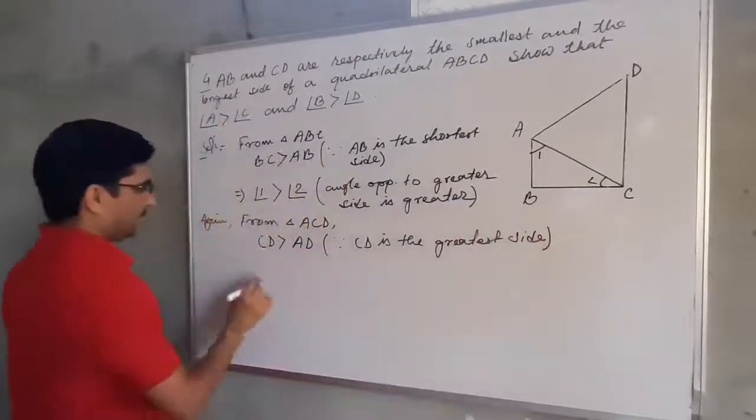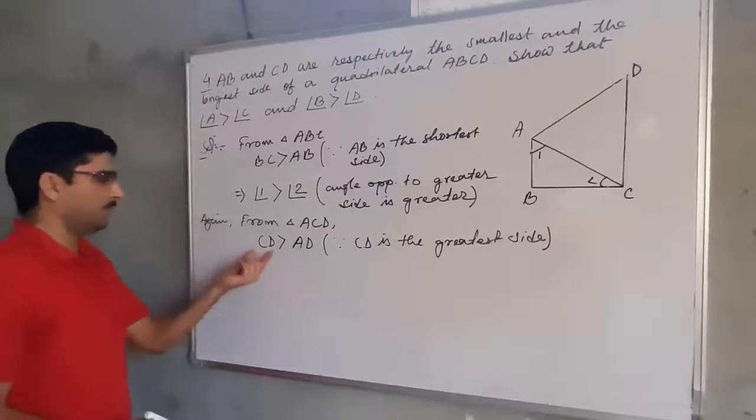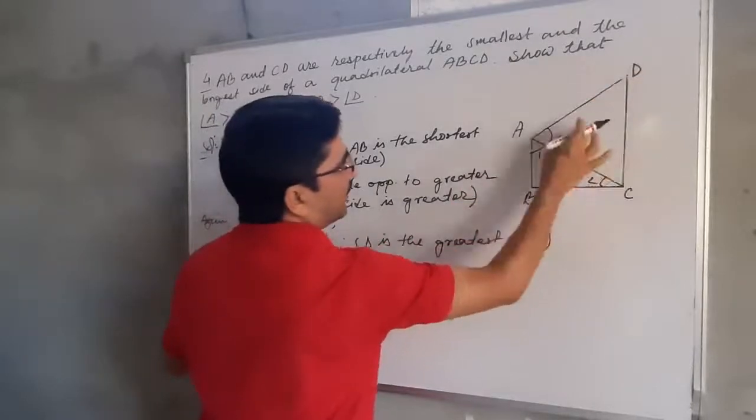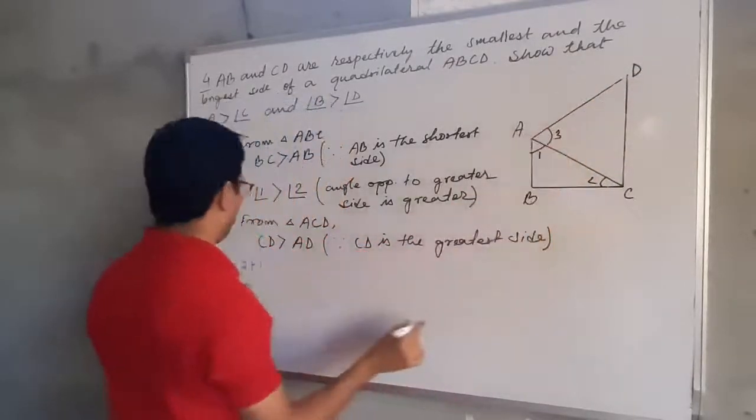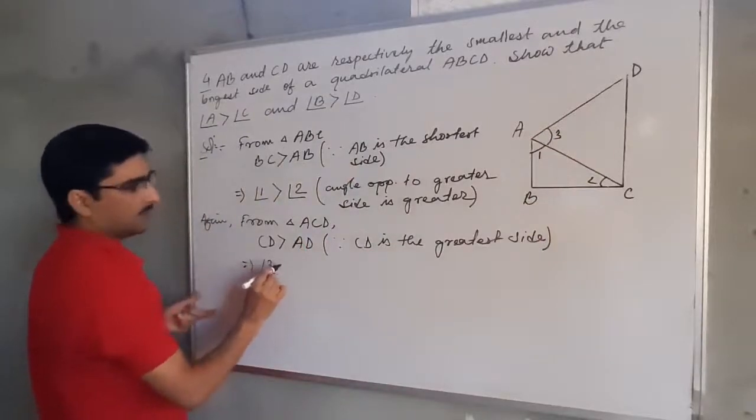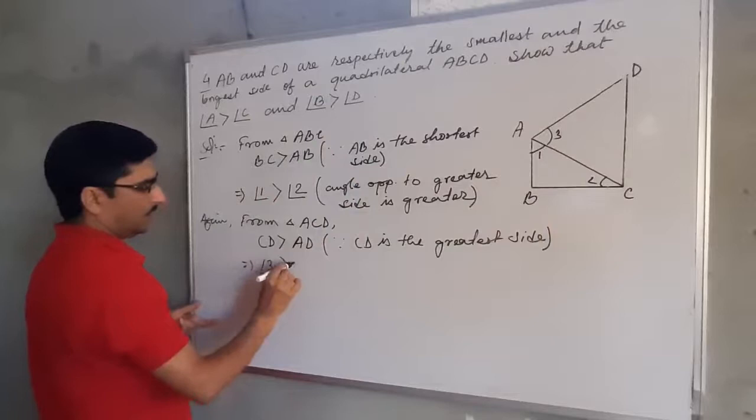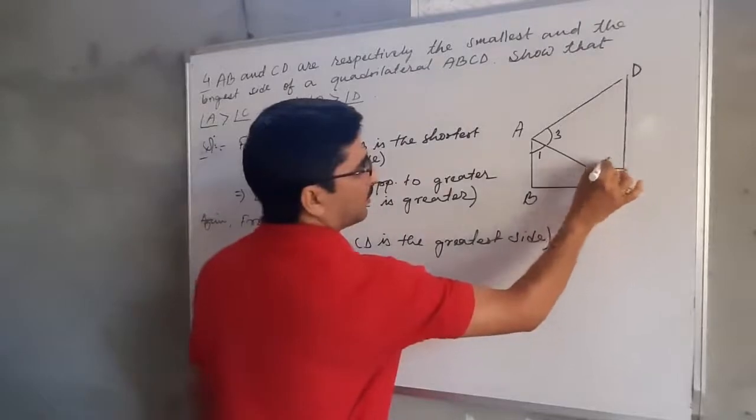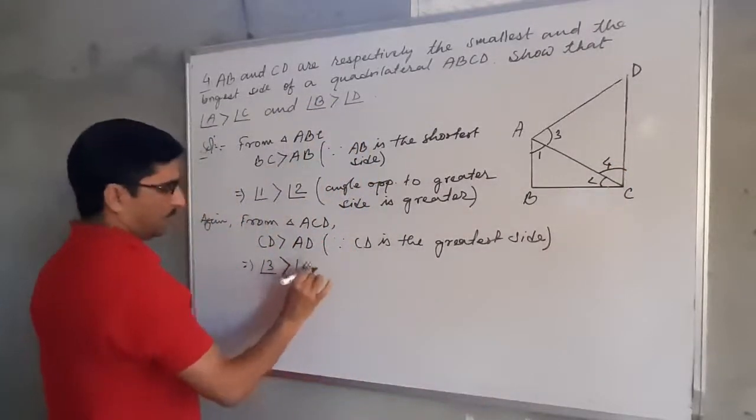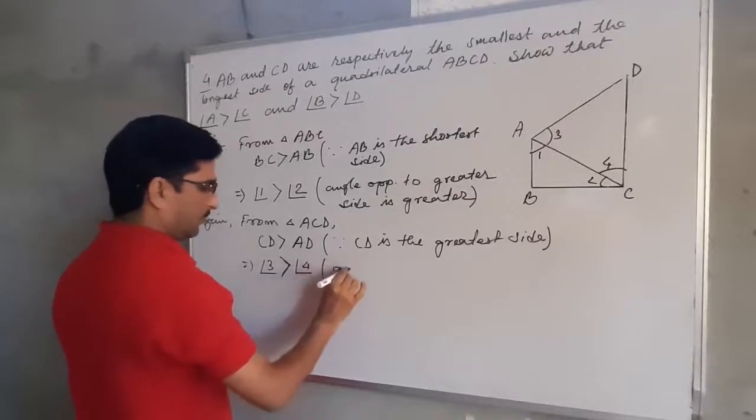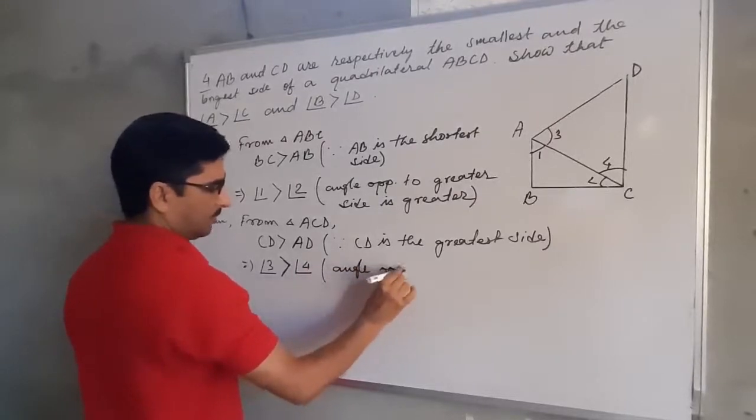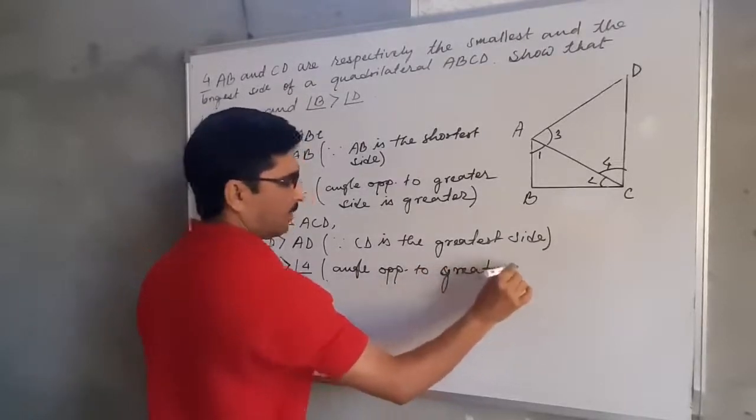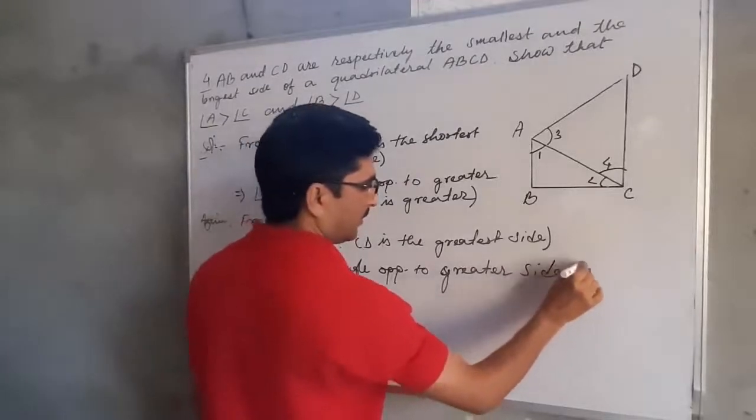Okay. That implies the opposite angle of CD. Opposite angle of CD for this triangle is this angle 3. So angle 3 is greater than the opposite angle of side AD. Suppose this angle is 4. So it is angle 4. Okay. Angle opposite to greater side is greater.